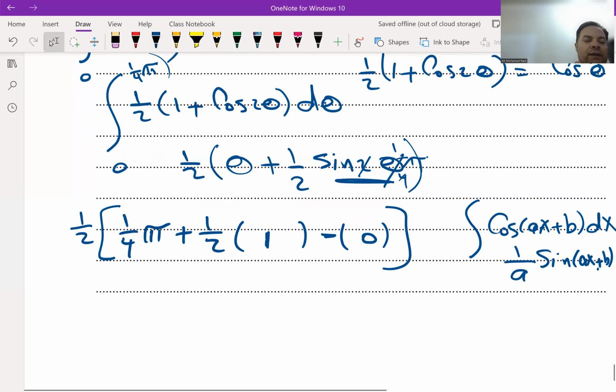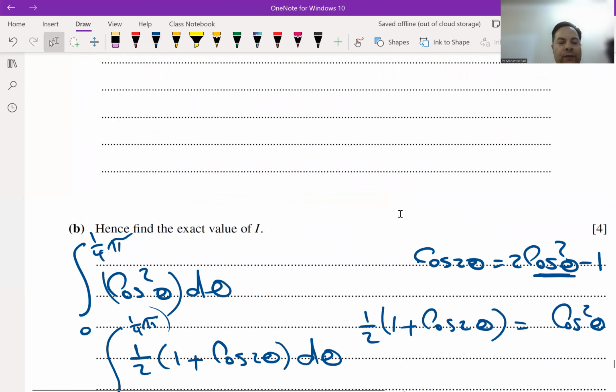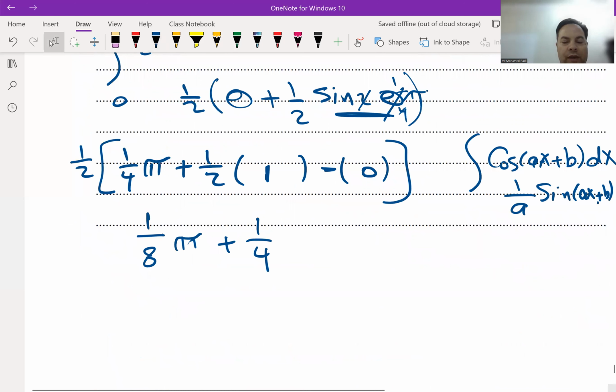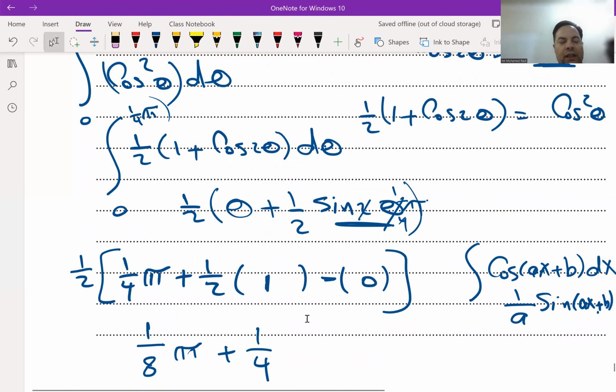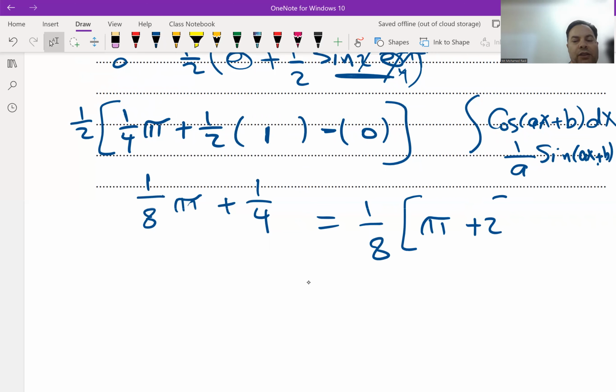Simplify, your answer is pi over 8 plus 1 over 4. This is the exact value of the integration. If it is not written exact value, you can write your answer correct to 3 significant figures. This is the final answer, simplified. Or if there is any specific form, like taking 1 over 8 outside as a common factor, if it is written like this, 1 over 8 outside, so pi plus 2. But if it is not mentioned, write in this form, it's better to keep it in this form.